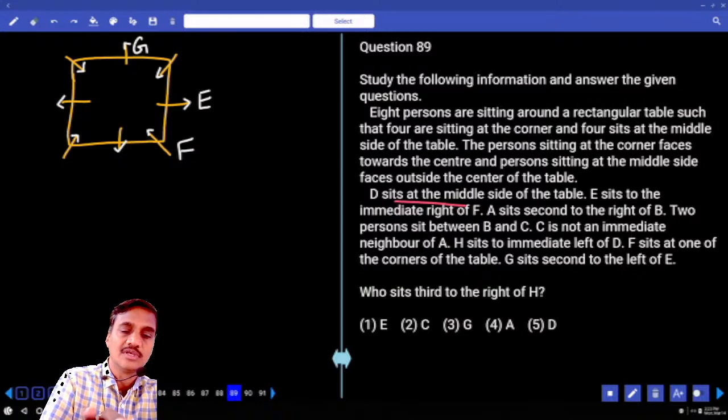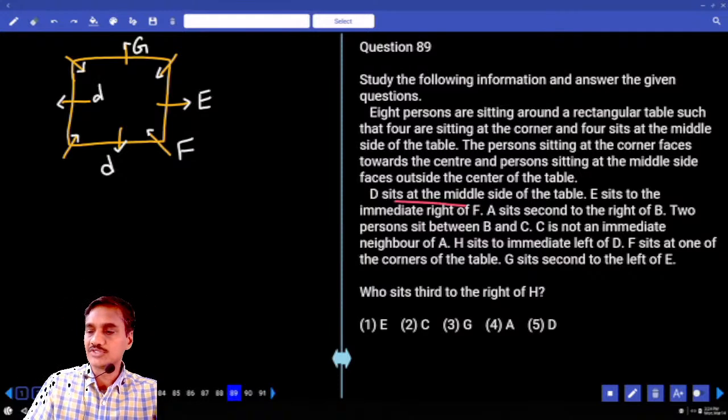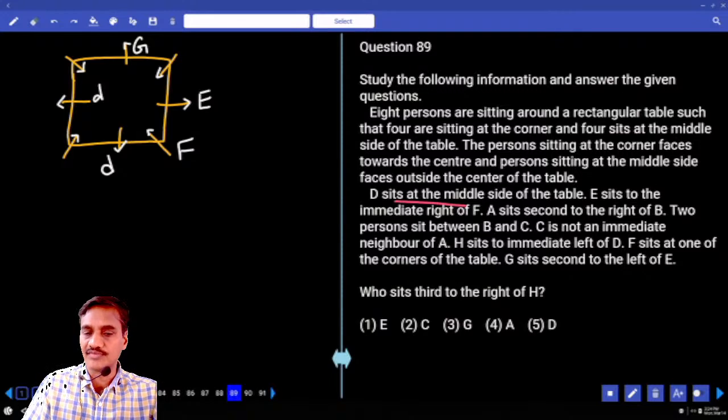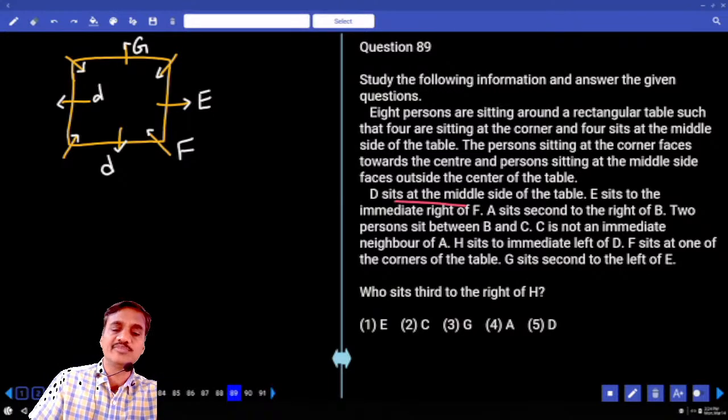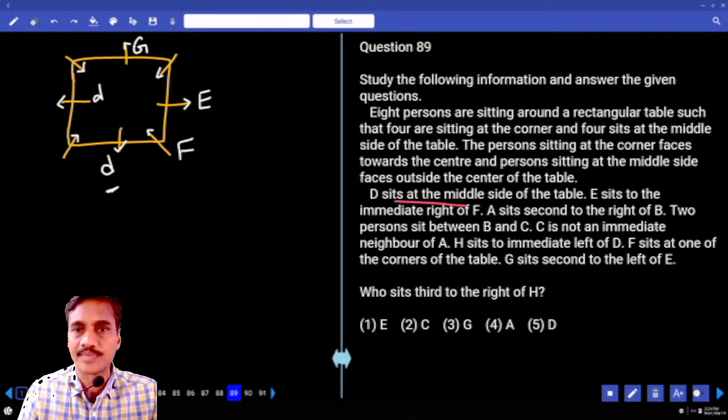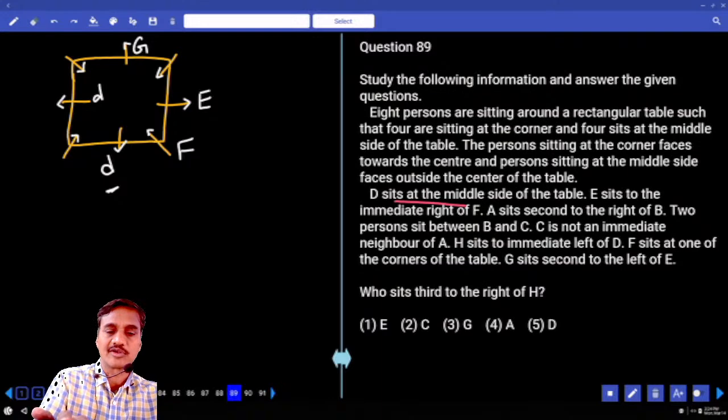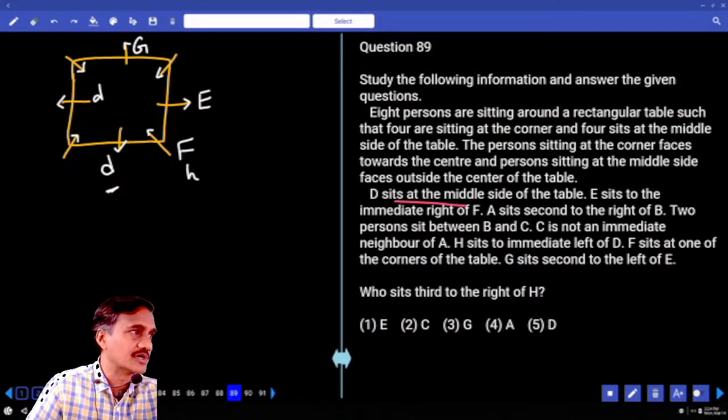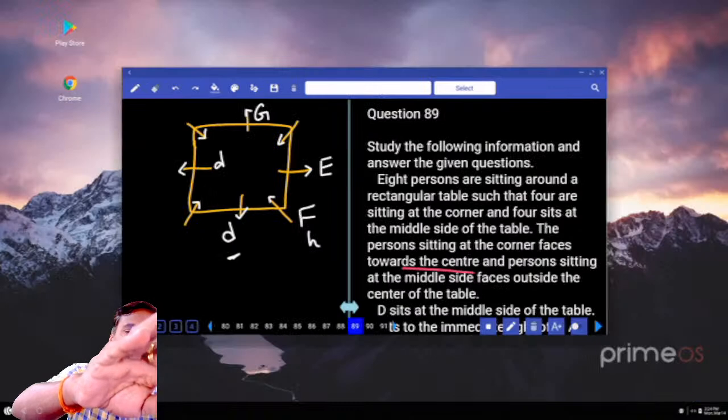How many possibilities do we have? D can be here or D can be here, so 2 possibilities. E sits to the immediate right of F. A sits second to the right of B. Exactly 2 persons are between B and C. C is not an immediate neighbor of A. H sits to the immediate left of D. If D is here, H and F would have to be in the same place, which is not possible. Hence D cannot be at this place.